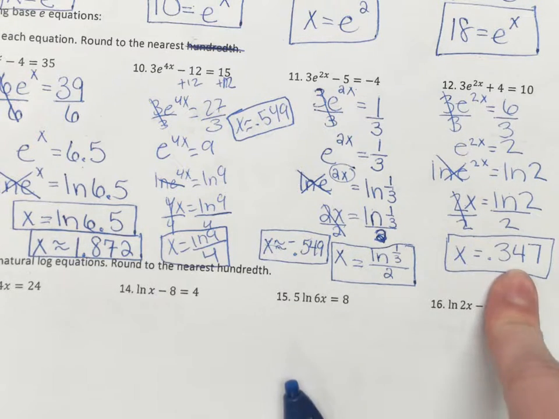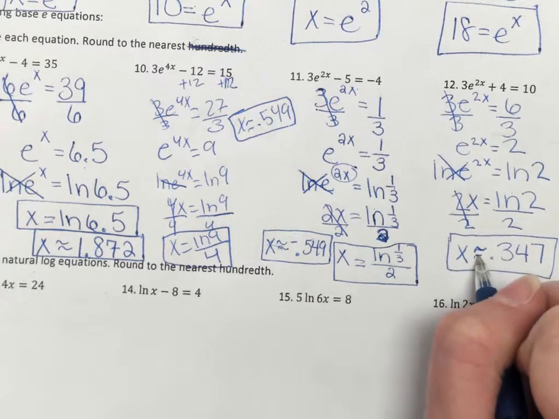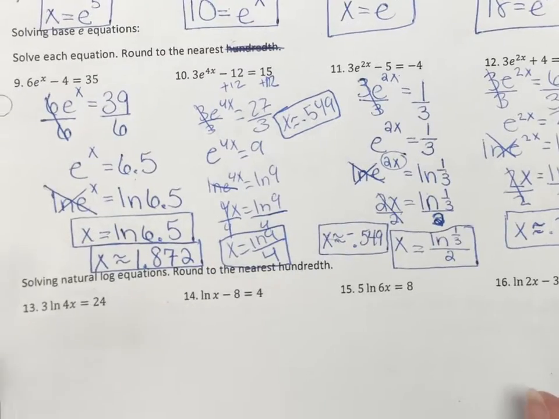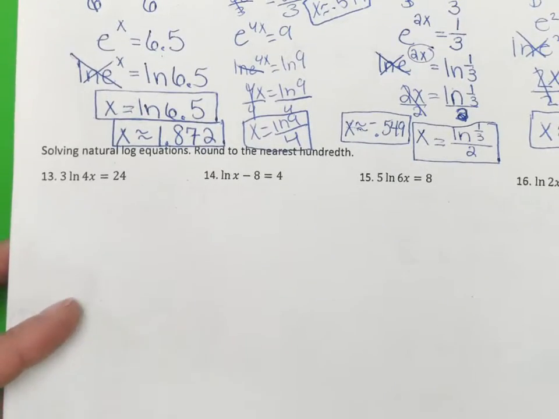So she got her approximate answer of 0.347, sorry. Where did I get 9 from? 0.347. Okay, here we go. Let's look at number 13. Number 13. What could I do first to solve?